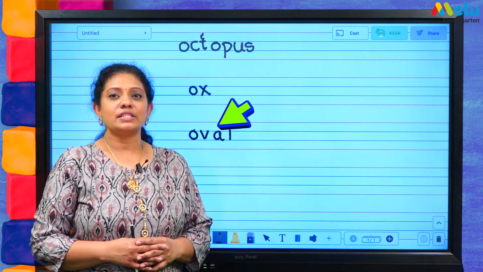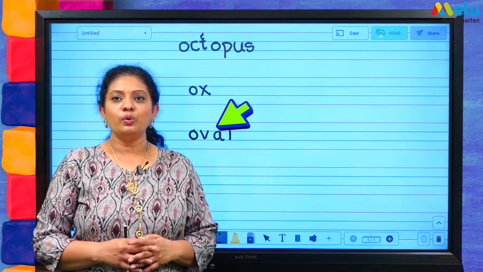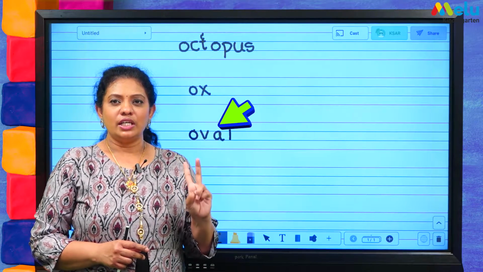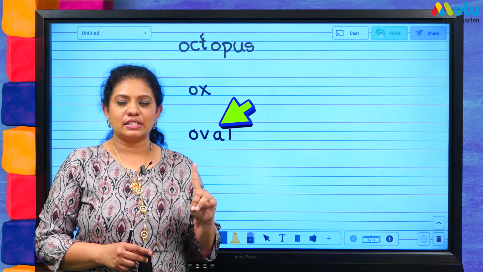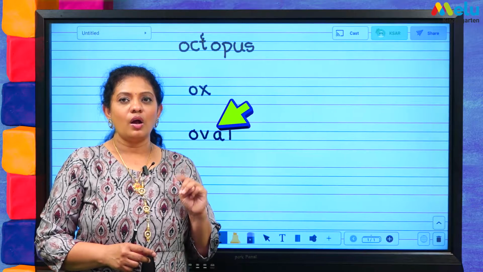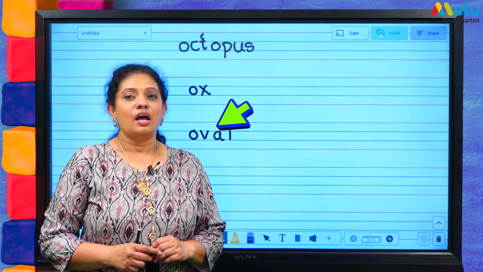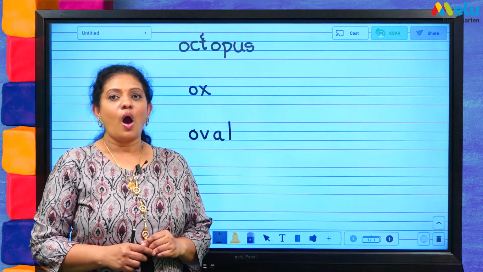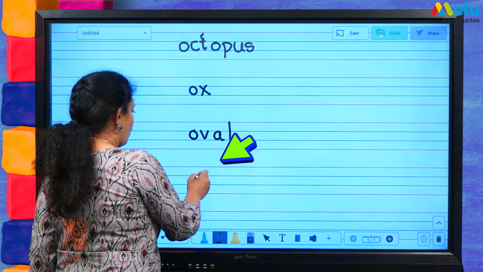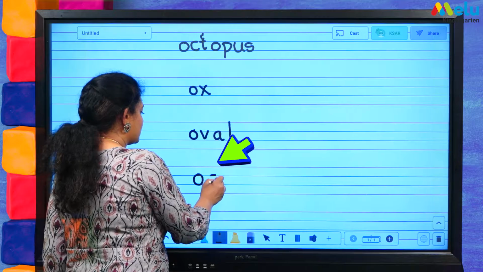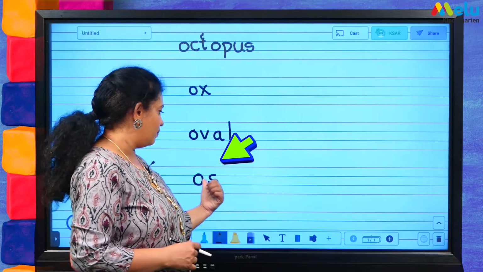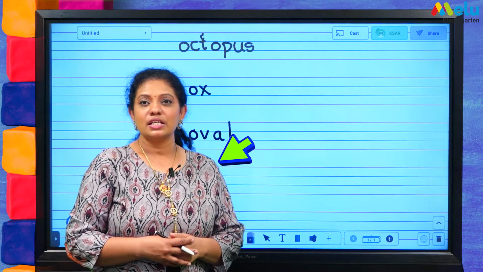Ostrich can be divided into 3 syllables. Os. The first syllable is os. So the sounds included are O and S. So you should write those letters, O and S. Os we have completed.